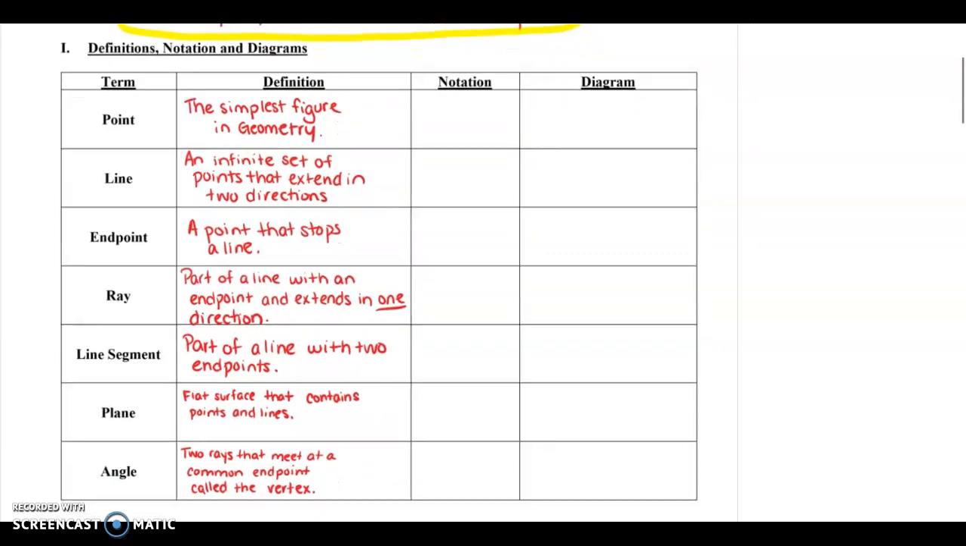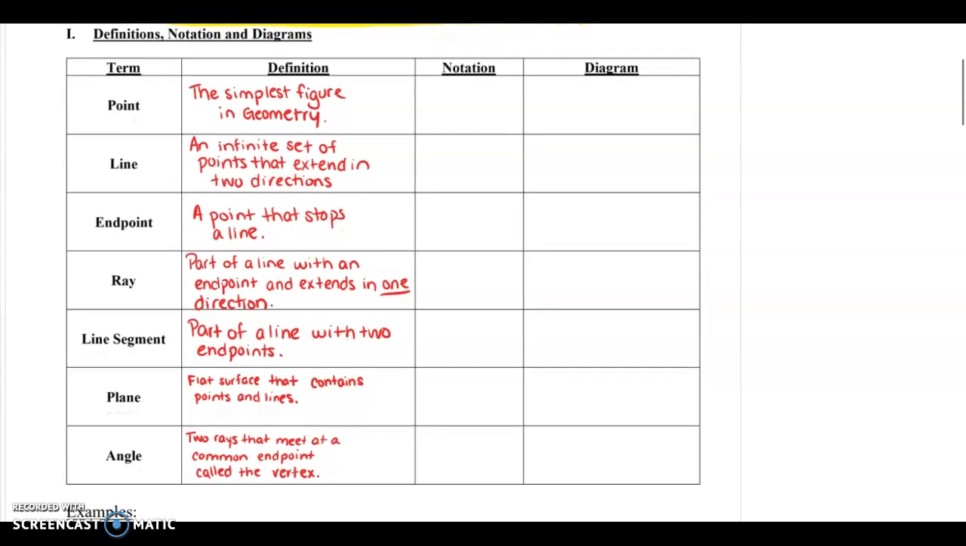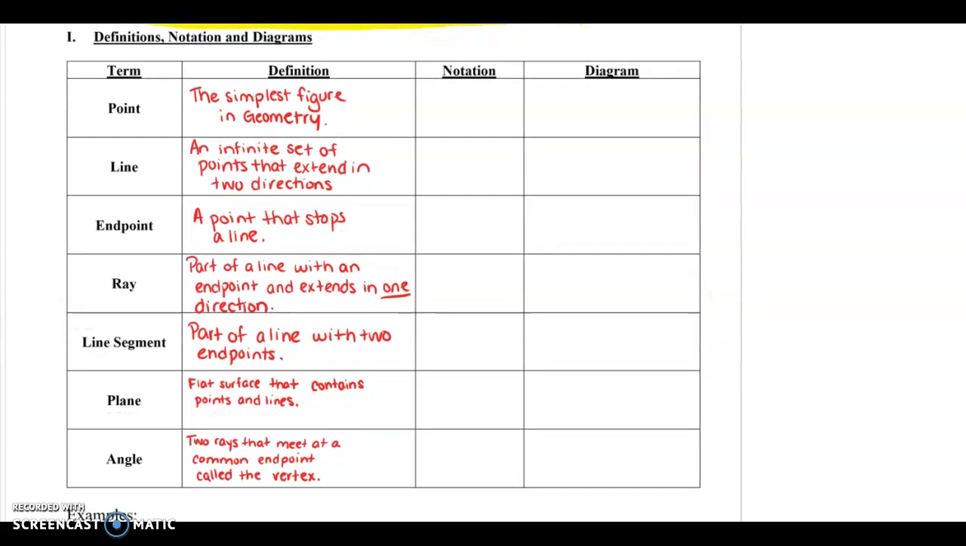So take a moment. I'm going to zoom out. You've got that table there. Go ahead and pause the video and fill out those definitions. Okay, hopefully we are back after filling out the definitions.